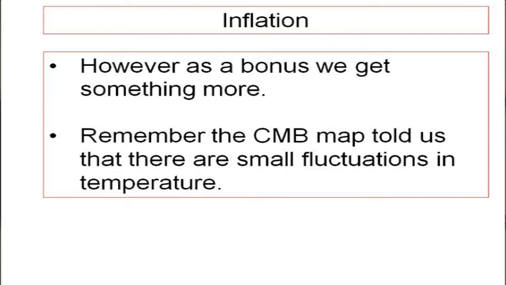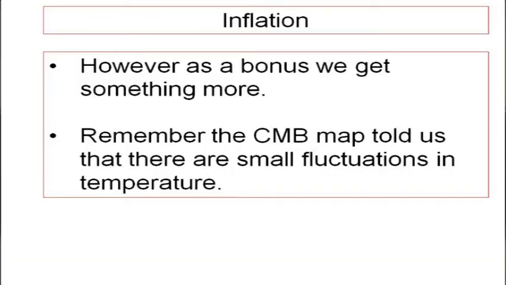Remember I told you that the temperature in the cosmic microwave background map was not exactly the same. There were fluctuations of 1 part in 10 to the 5. Not big, but there were those fluctuations. And it turns out that while inflation smooths out to a very good extent the initial anisotropy or inhomogeneity, it gives rise to an anisotropy of its own. And we'll come to that in a minute. It gives rise to an anisotropy of its own and therefore provides a mechanism both to explain to a very good extent the observed isotropy and also the small departures from it.